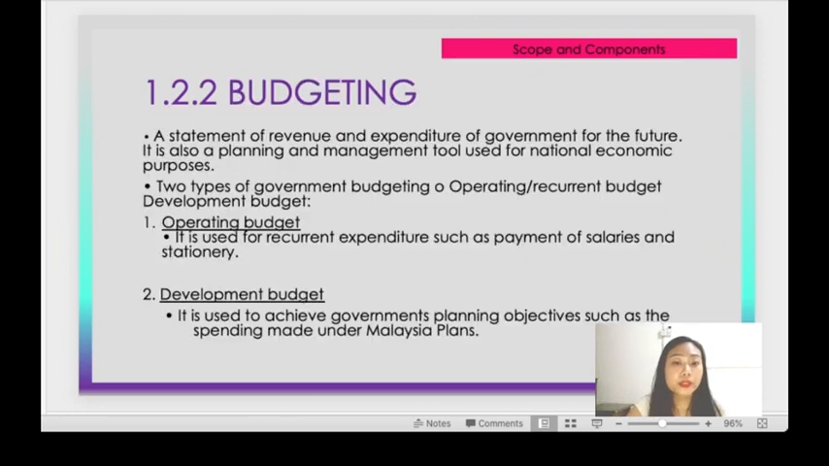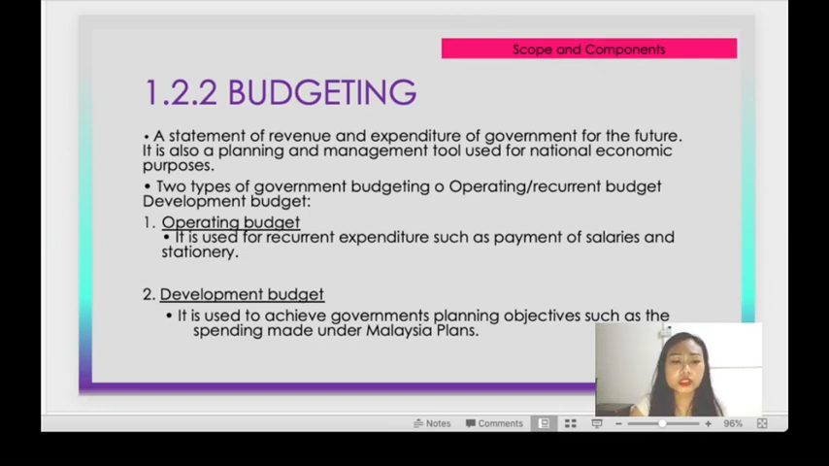Next is about budgeting. So, what is budgeting in PFA? Budgeting is a statement of revenue and expenditure of government for the future. It is also a planning and management tool used for national economic purposes. You have to remember, there are two types of government budgeting, in which the first one is the operating budget and the second one is the development budget, which is used to achieve government's planning objectives, such as the spending made under the Malaysian plans.